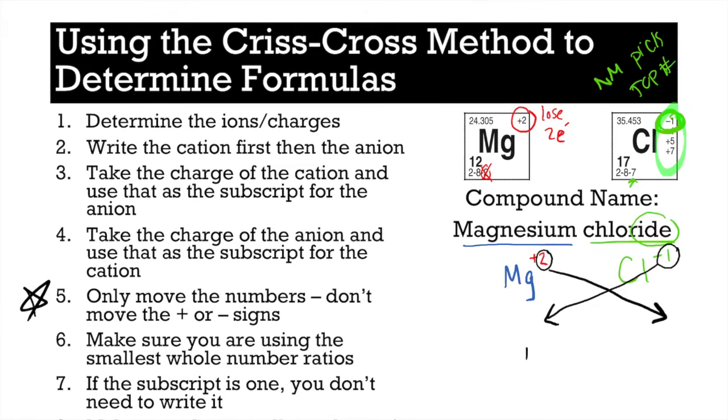So if we're going to write this, it's going to be Mg, again, bring down this number, 1, Cl2. So what this means is we have 1 magnesium and we have 2 chlorines. Now, if you have a number 1 down there, you don't need to write it. Remember, 1s in chemistry are kind of invisible. So you would just write MgCl2.